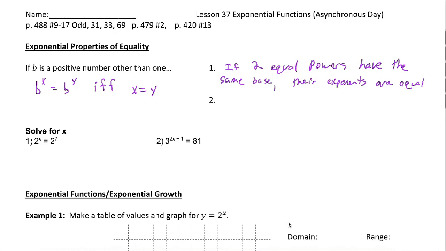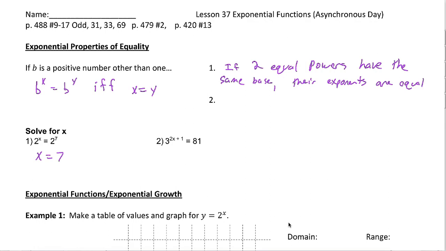So a couple of quick examples here. Solving for x. Looking down here. If 2 to the x equals 2 to the 7th, we've got 2 powers that are equal to each other, and they have the same base. Well, that means their exponents must be equal. That's super simple. That just means that the exponent x equals the exponent 7, so x must equal 7.